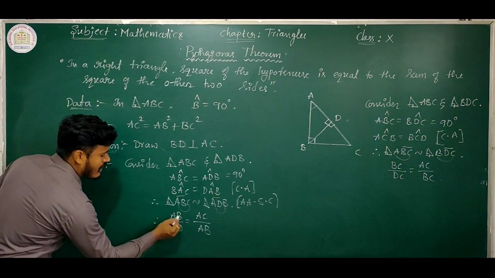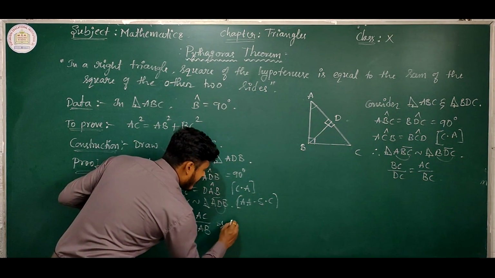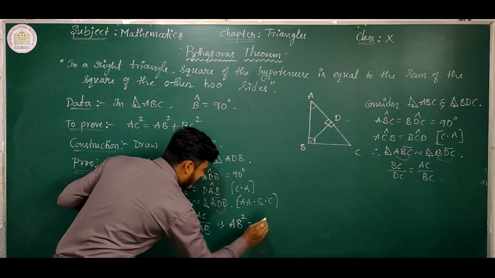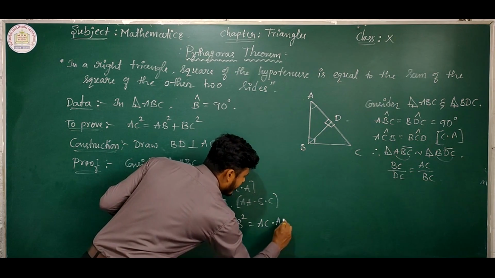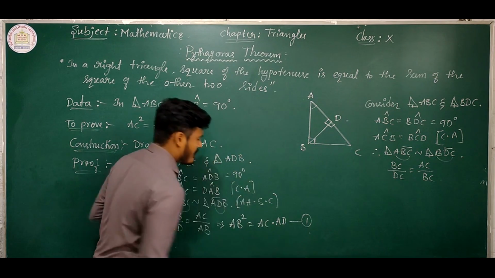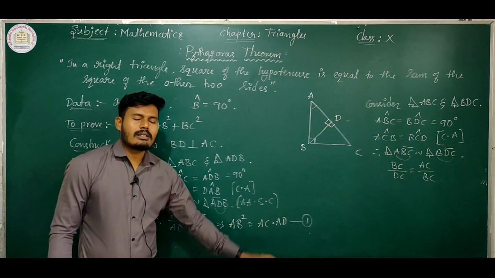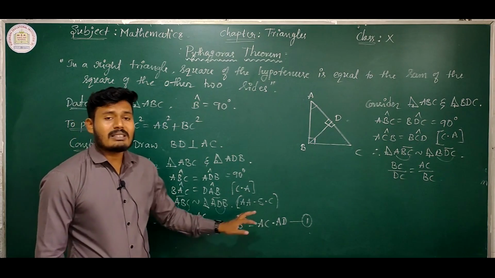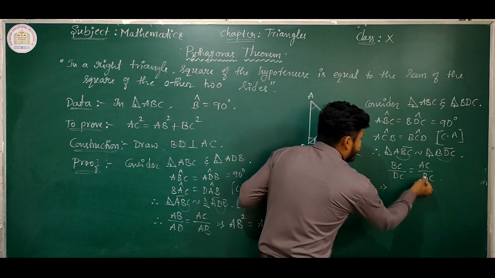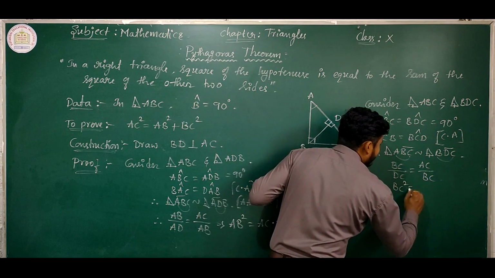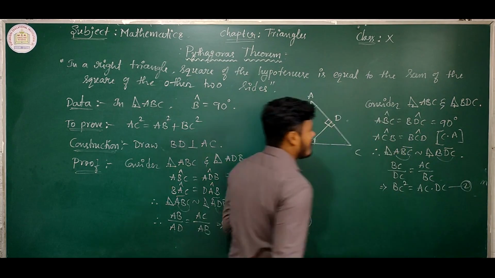You just cross multiply. We get AB into AB, so AB square is equal to AC into AD. You just write down AC dot AD. Consider this as equation number 1. This is very easy. You just cross multiply the given ratios. So here also you just follow the same method. BC into BC, BC square, is equal to AC into DC. So consider this as equation number 2.